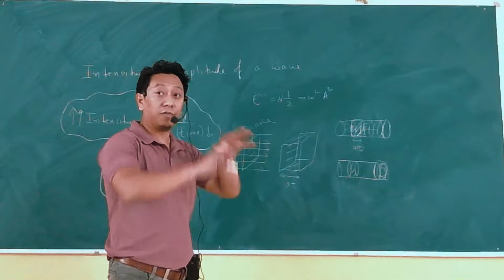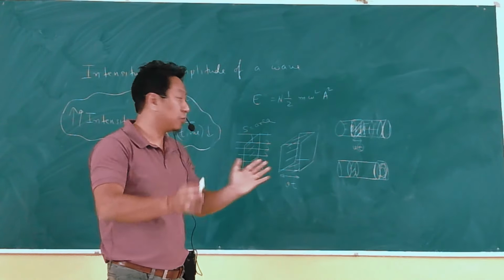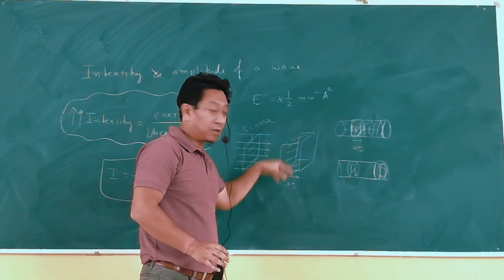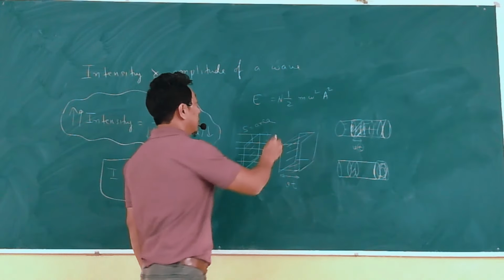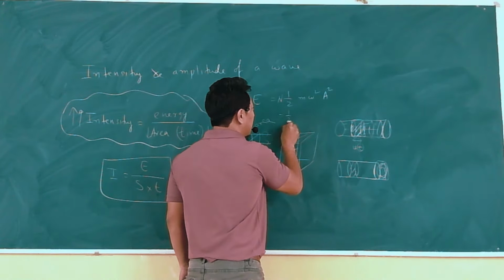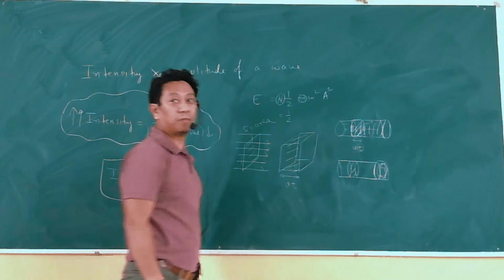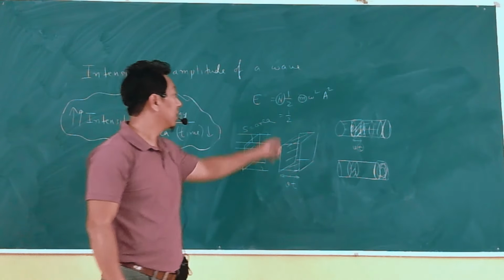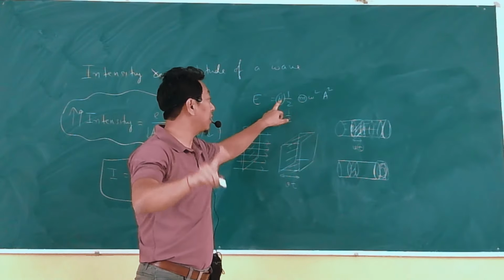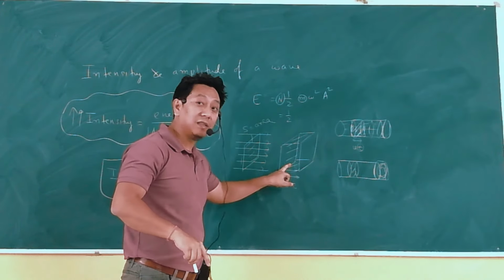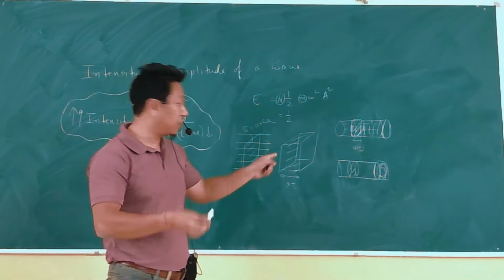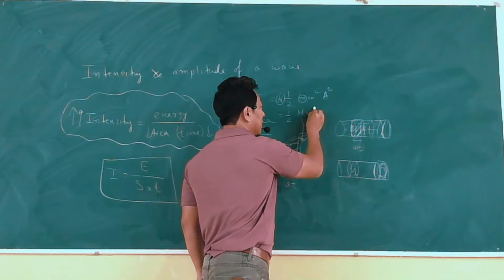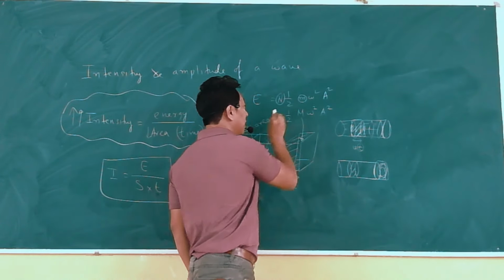That will be the energy of all the particles in this volume. So that will be equal to how much? Half. Now n into m: if this is the mass of one particle and you multiply it with all the particles in this volume, you will get the total mass of this volume. So this is the mass of this volume into omega square. So that would be the energy.